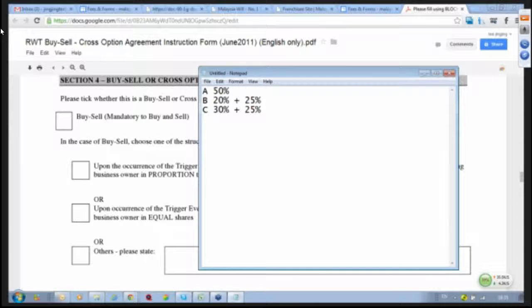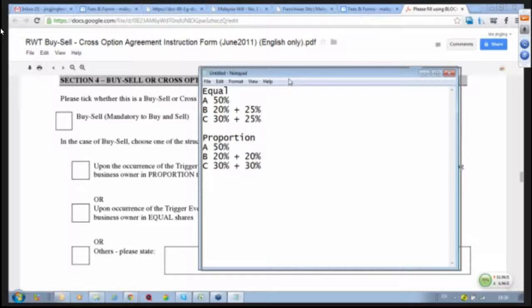If it is proportionate, and A dies, then B will buy 40% of the 50%, and C will buy 60% of the 50%. So that is equal, and this is proportion. Like that, illustrate this.